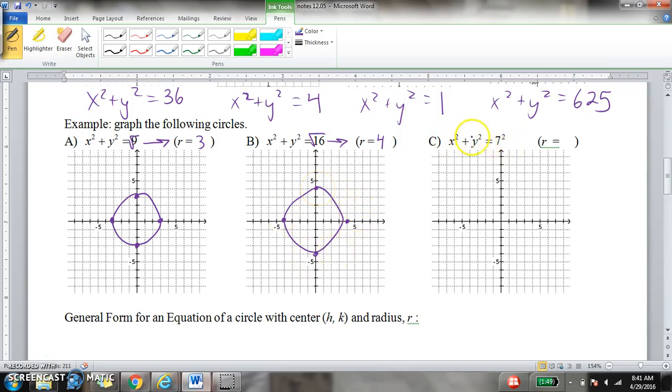All right. x squared plus y squared equals 7 squared. Square root of 7 squared is 7. So 7, 7, 7, 7. Circle.